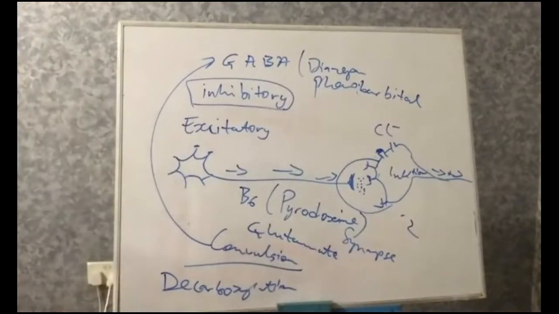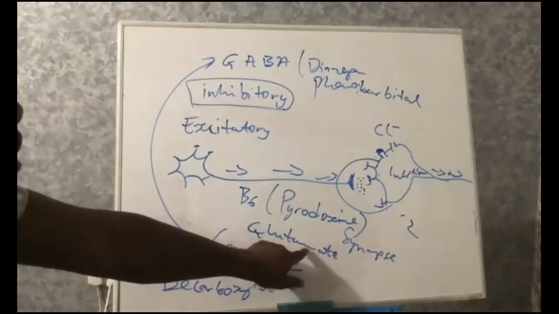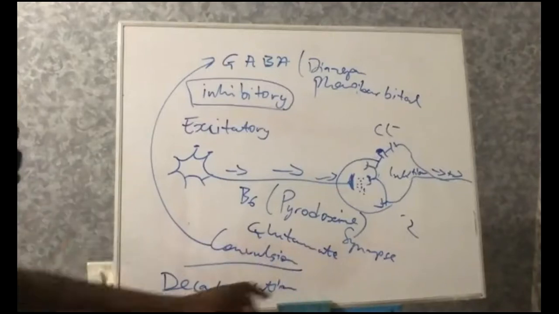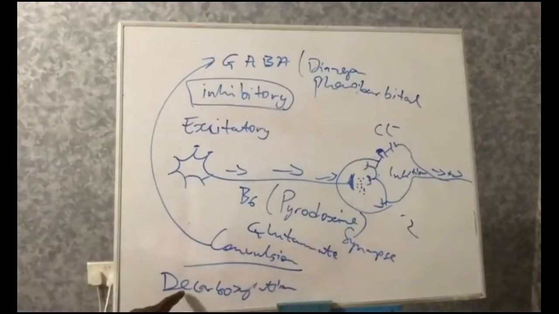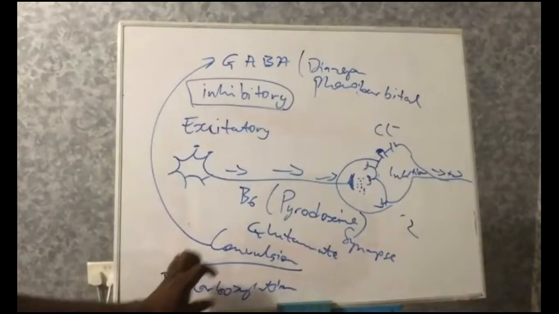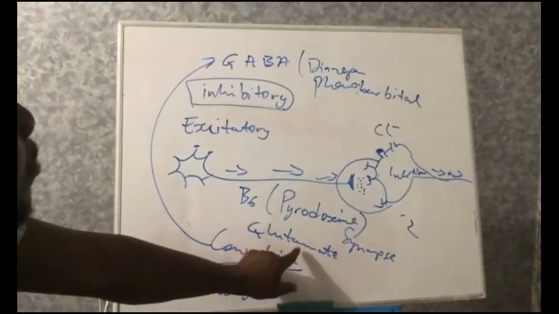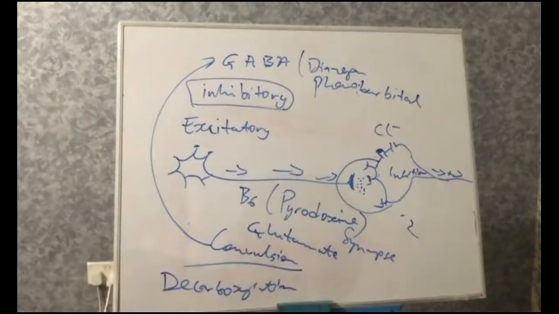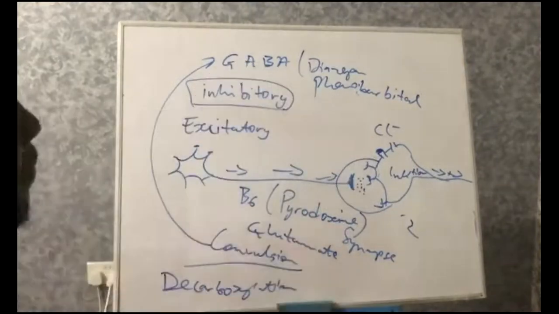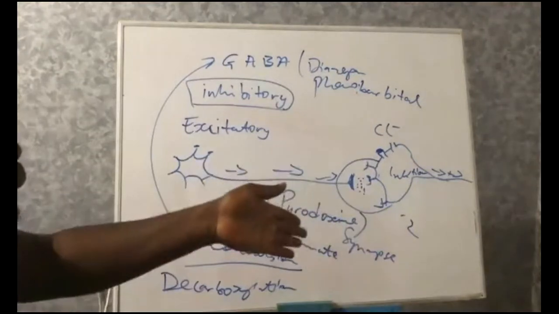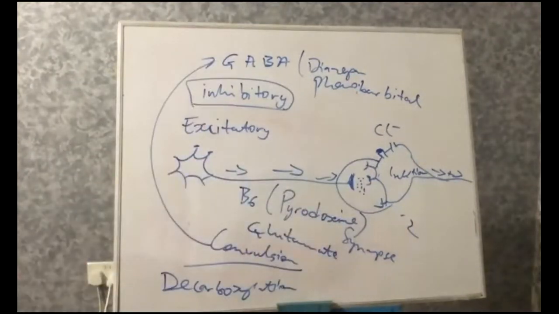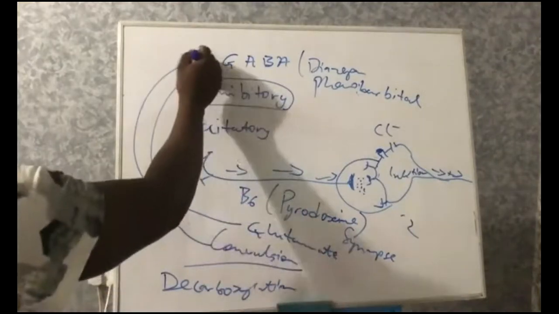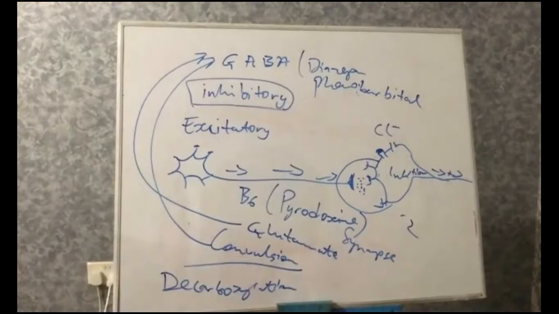Now, decarboxylation basically means that because this one is an acid, the carboxyl group makes it an acid. So what will happen is that the decarboxylation process is a process whereby the carboxyl group will be taken away from the amino acid, okay? Then we'll get GABA, and that carboxyl group will go out as carbon dioxide. Now, we are going to see how glutamic acid is used to form GABA.